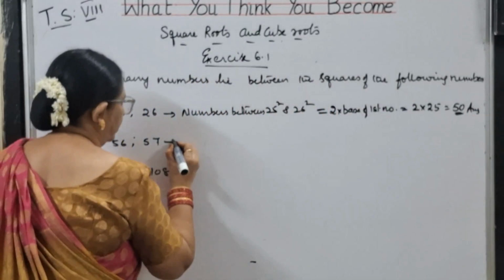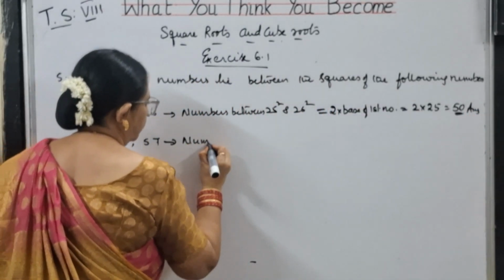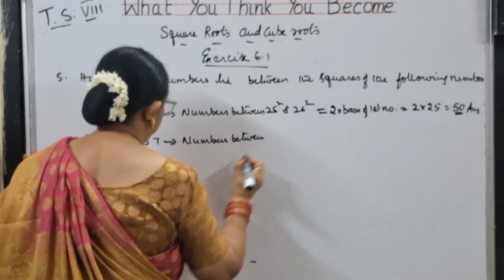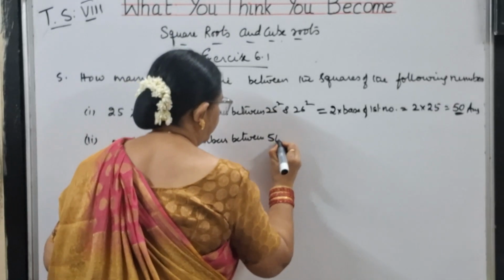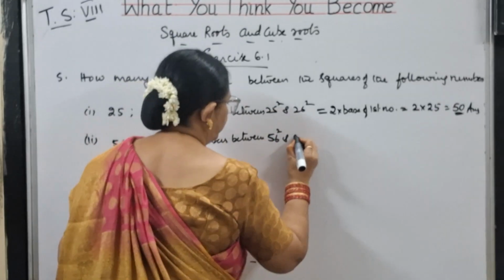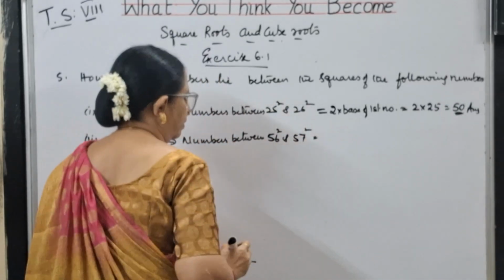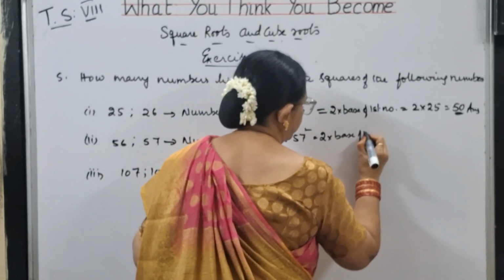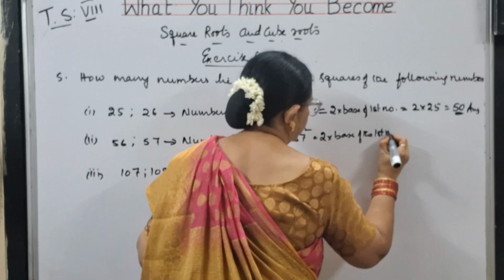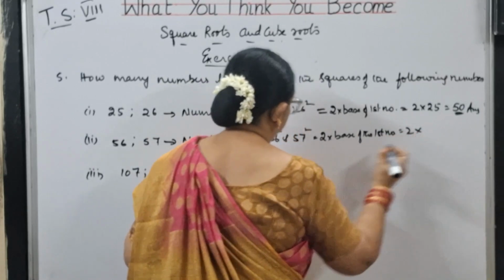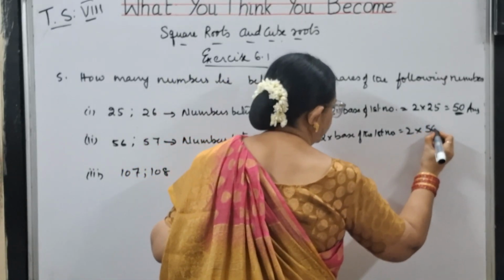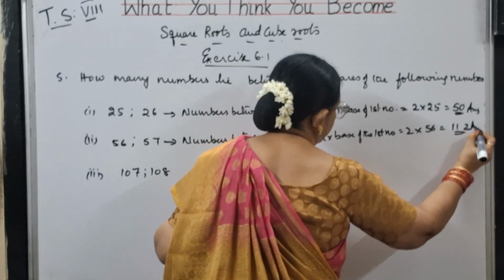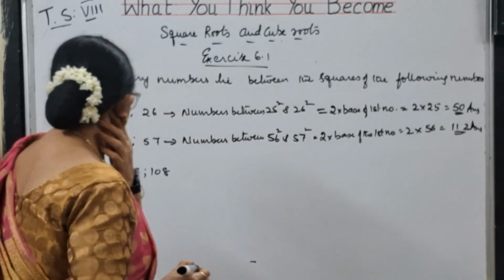And the second one, what does this mean? They are asking to find the numbers between 56 square and 57 square. This is also nothing but 2 into the base of the first number, 56. 2 sixes are 12, 2 fives are 10, 10 plus 1 is 11. 112 is the answer for this one.